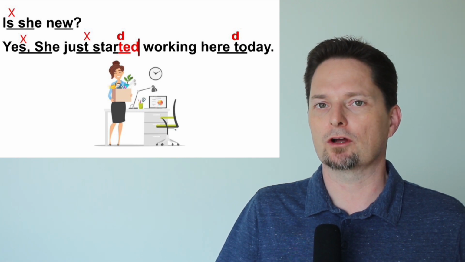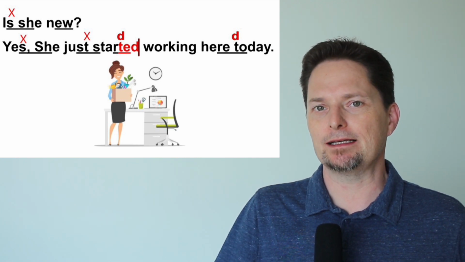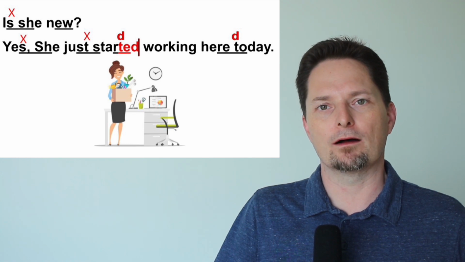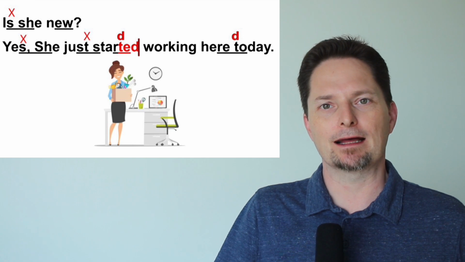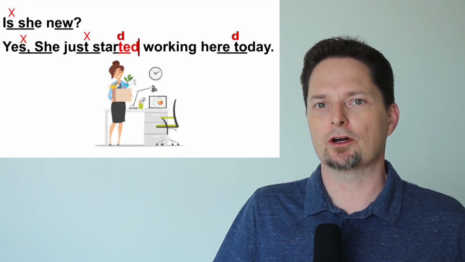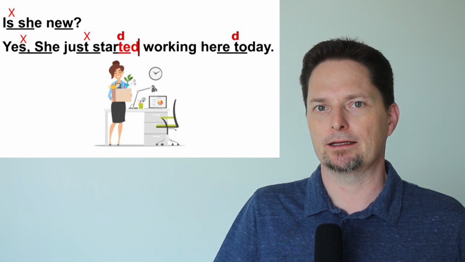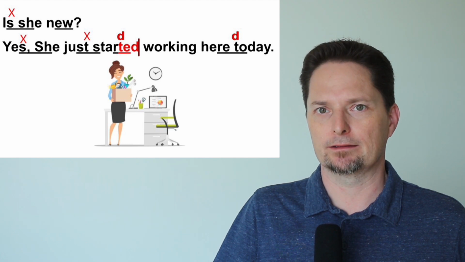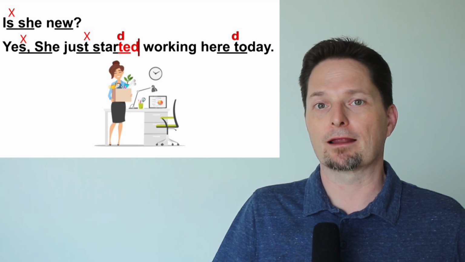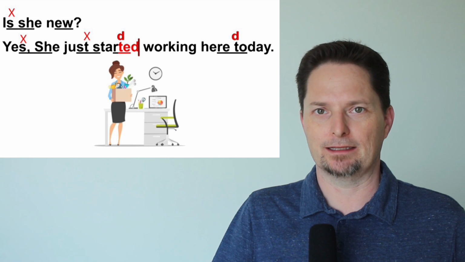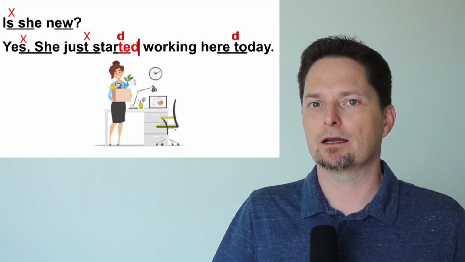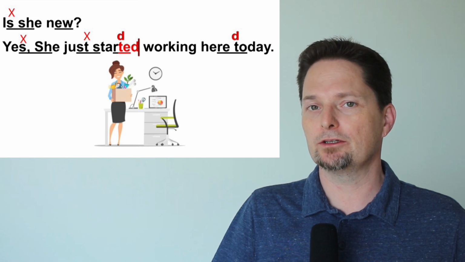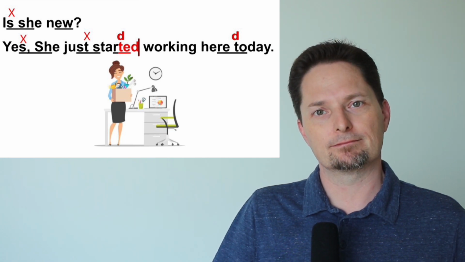In the past, started. So we have the T between the R and the vowel. So we change to a D. Started. Make a D sound. A fast D. Started. And the last D is a stop D. Started. Is she new? Yes, she just started today.